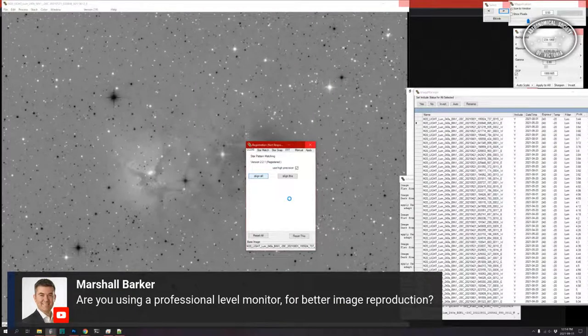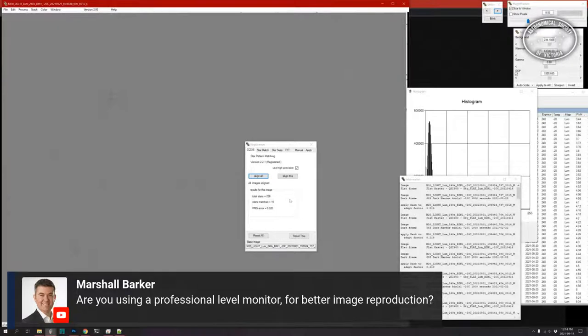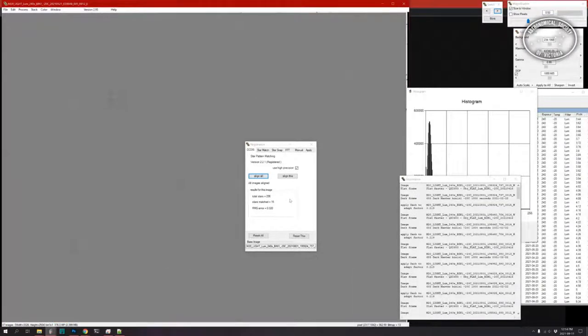While it's doing that, Tom, Marshall wants to know, are you using a professional level monitor for better image reproduction? I'm using a Dell 4K screen here. It might be better if I used a special professional photographically aimed monitor, something with a wider gamut, but no, it's just a Dell office monitor, but it's 4K. And it's 27 inch, so it helps my poor tired old eyes. For a long time, I did process my images on my 13 inch laptop. And one of the aha moments in my astro imaging odyssey was discovering a 27 inch monitor for processing. It really makes a big difference going to a big monitor.